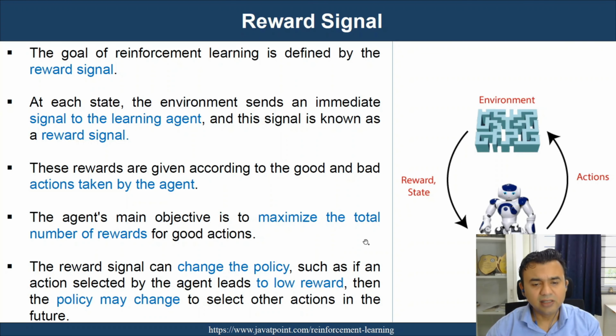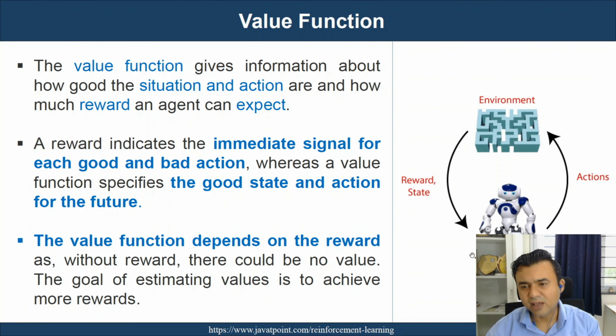The reward signal can change the policy. For example, if the action taken by the agent leads to a lower reward, then the policy may change to select another action in future, right? So it has to change to another action. If I'm not able to perform well in the exam, I have to change the strategy and try something new.